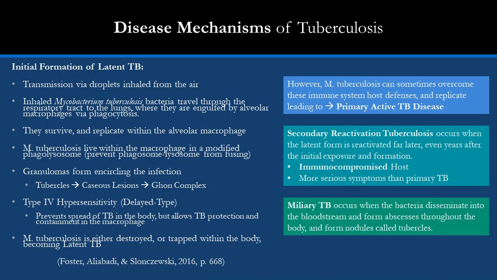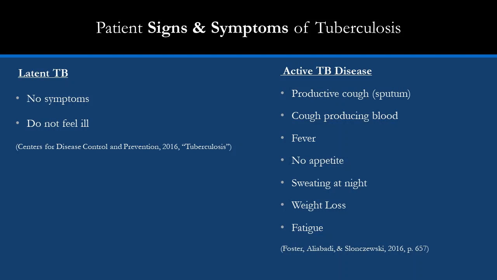When able to overcome host immune defenses, they can cause primary active TB disease. Secondary reactivation tuberculosis occurs when the latent TB form is reactivated later, even years later. This occurs most easily in an immunocompromised host. Another distinction is miliary TB, which occurs when the bacteria disseminate into the bloodstream and then form abscesses throughout the body. Latent TB, the inactive form, has no signs and symptoms, and the patients are not contagious.